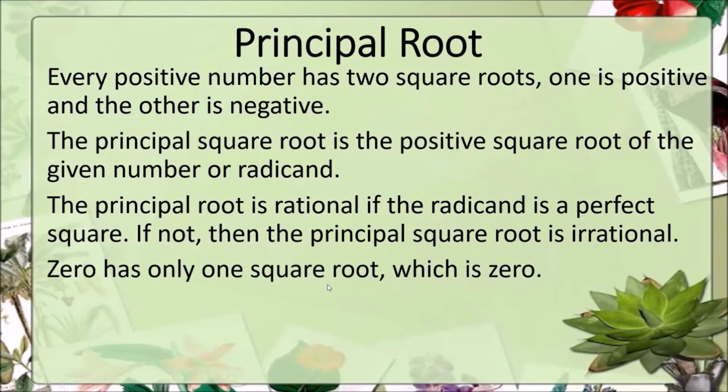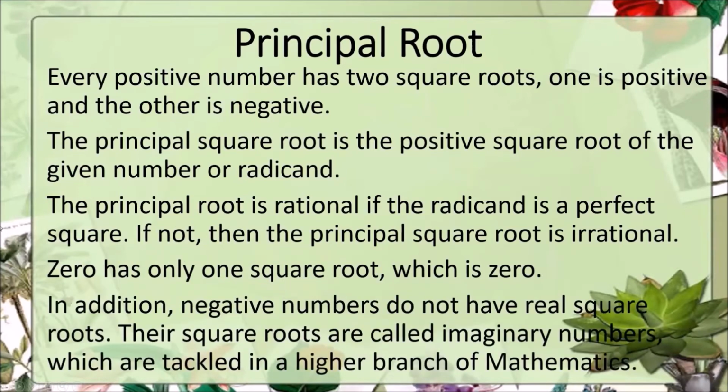0 has only one square root, which is 0. In addition, negative numbers do not have real square roots. Their square roots are called imaginary numbers, which are tackled in a higher branch of mathematics.